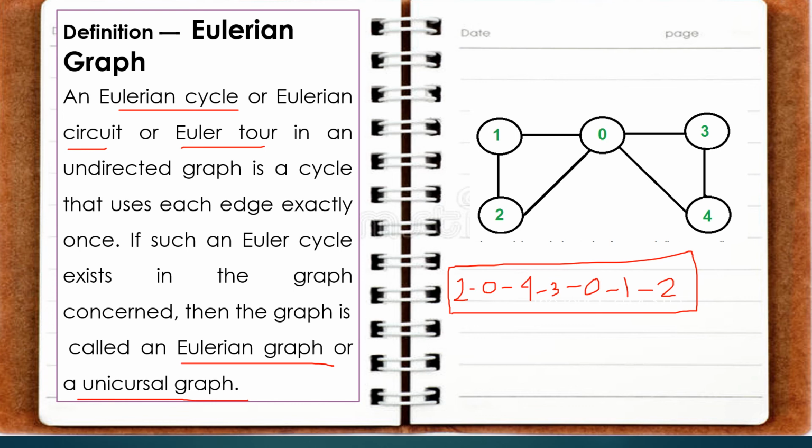So this is an example of an Eulerian graph. Although we are also allowed to use a vertex more than once, it is important that the edges incident to that particular vertex are used only once. For example, the edges that are incident to 0, we will only use them once. Okay, so that's Eulerian graph and semi-Eulerian graph.